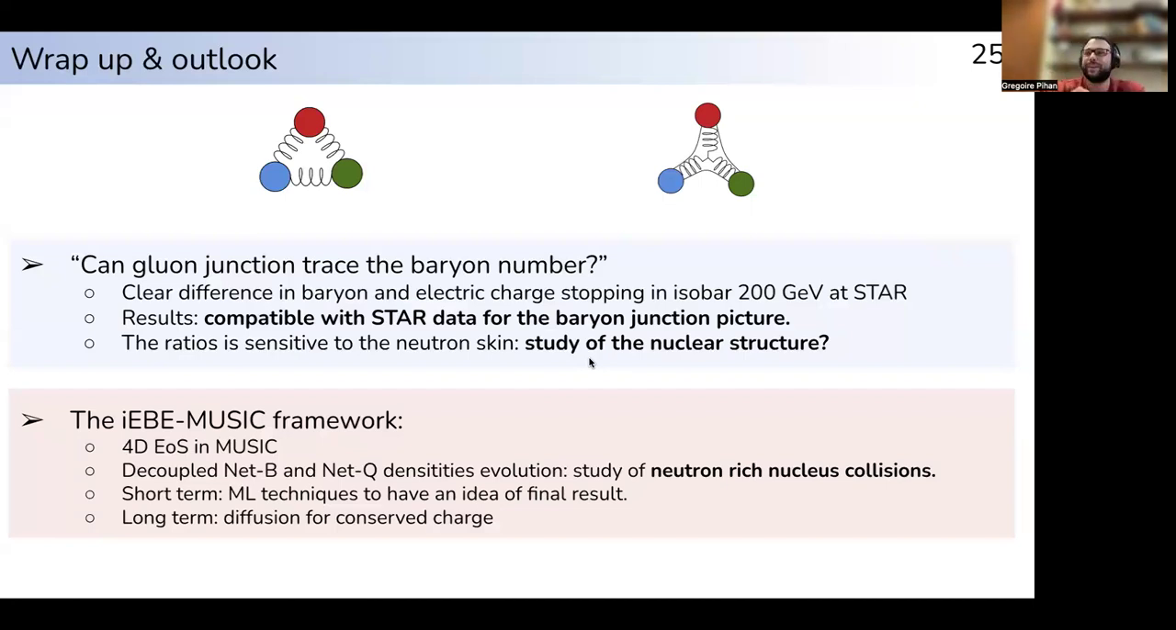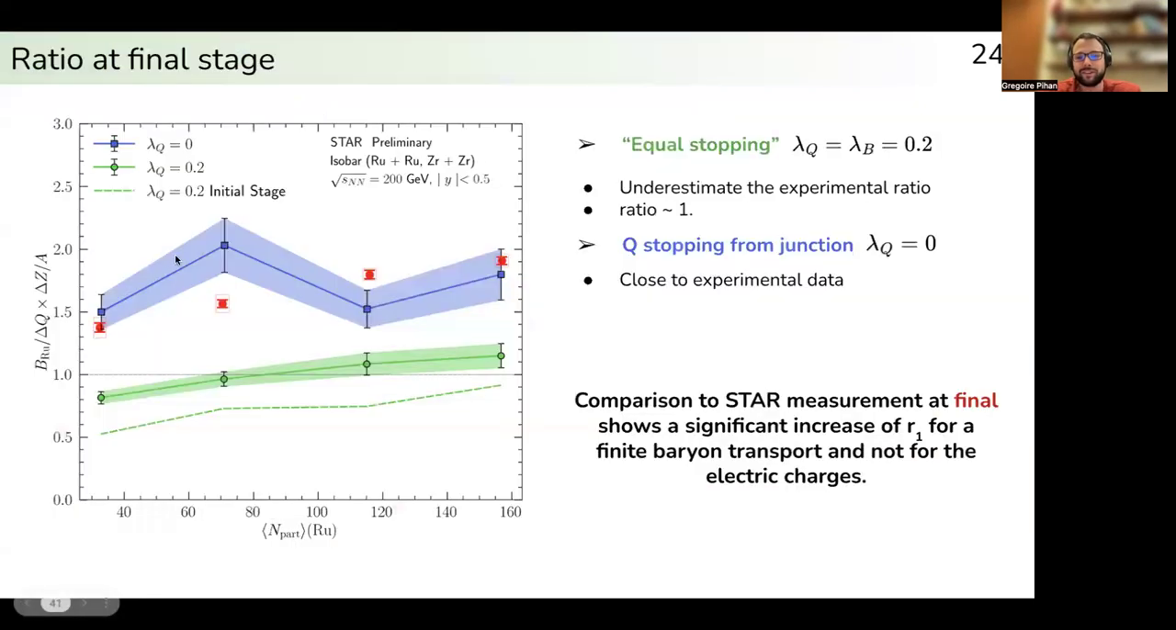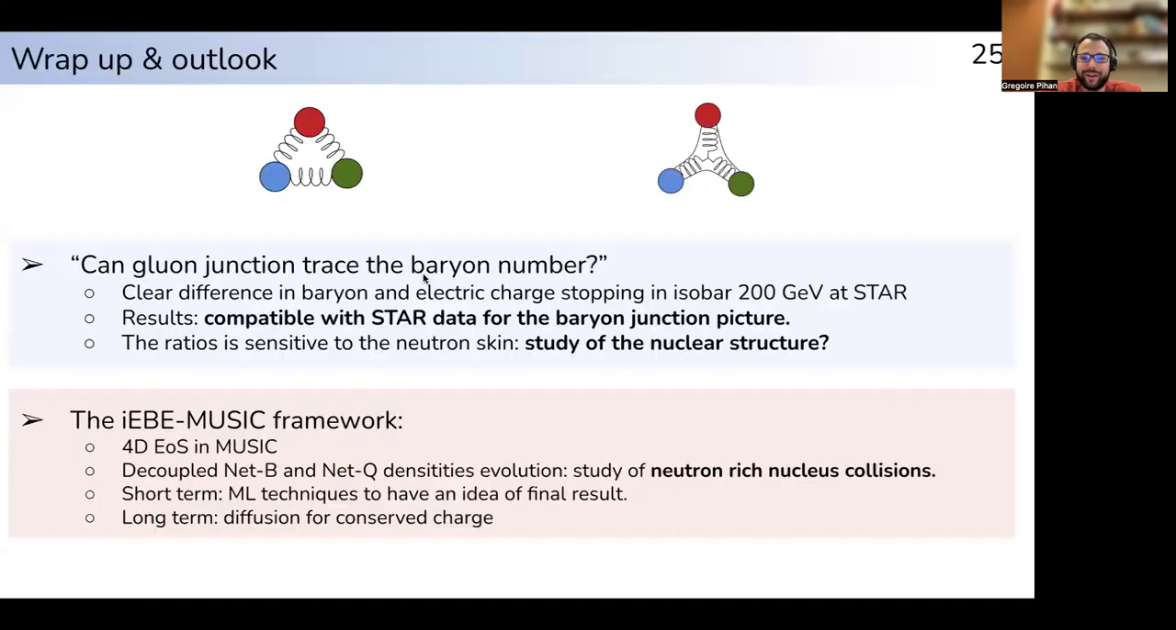But you also have to think that our results need to be compared properly with the experimental data, because of the impact of the neutron skin and everything else. And for this, for the equation of state in MUSIC, we now have decoupled net-baryon and net-Q density evolution, so we can think of studying neutron-rich collisions with this model. In the short term, I will use some machine learning techniques to increase the statistics that we have here. We want to see what the results would be. And in the long term, as I mentioned earlier, we want the diffusion of the conserved charges. So thank you.